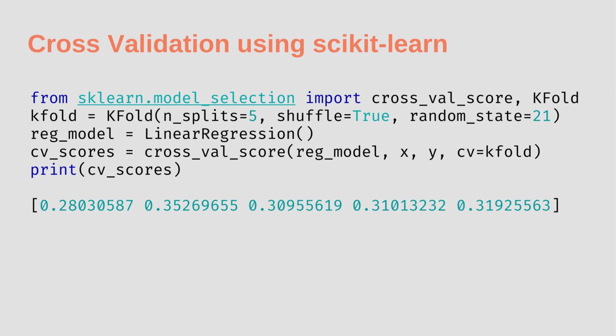Next, we instantiate our model, in this case linear regression. We then call cross_val_score, passing the model, the explanatory data, and the response data as the first 3 arguments. We specify the number of folds by setting the cv argument to our kfold variable. This returns an array of cross-validation scores, which we store in cv_scores. The length of this array corresponds to the number of folds we have used. By default, the R-squared score is reported, as it is the standard metric for linear regression.